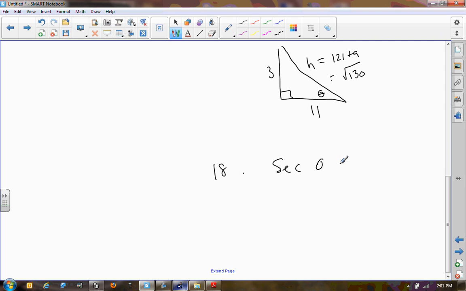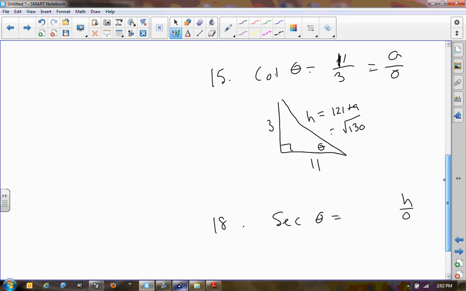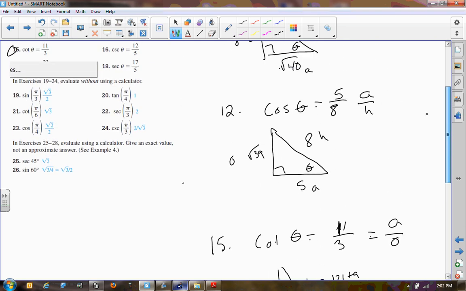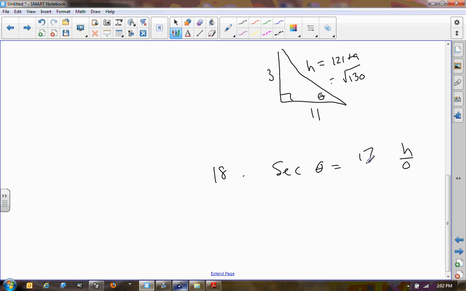Secant of theta equals 17 over 5. Secant is the opposite of sine. It's HO. Hypotenuse over O. This one, square root of 17 squared minus 5 squared, whatever that turns out to be. And fill out the rest.